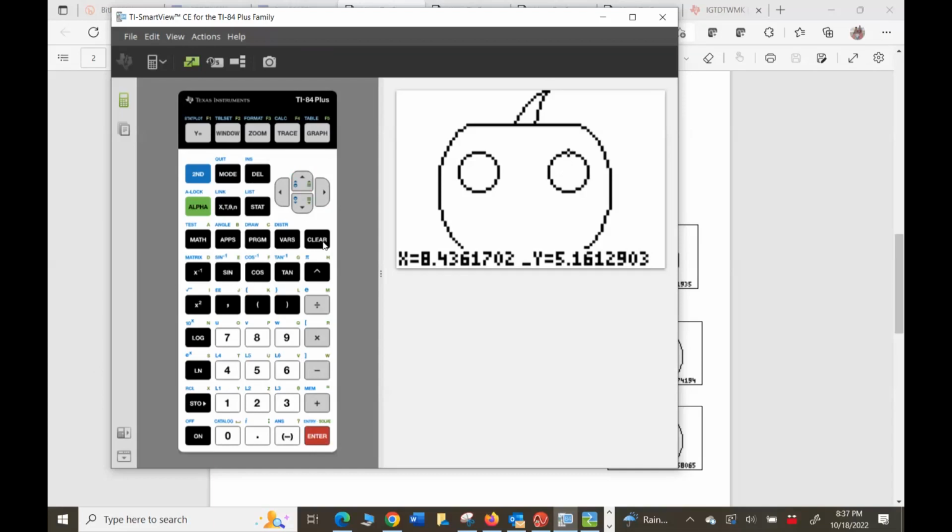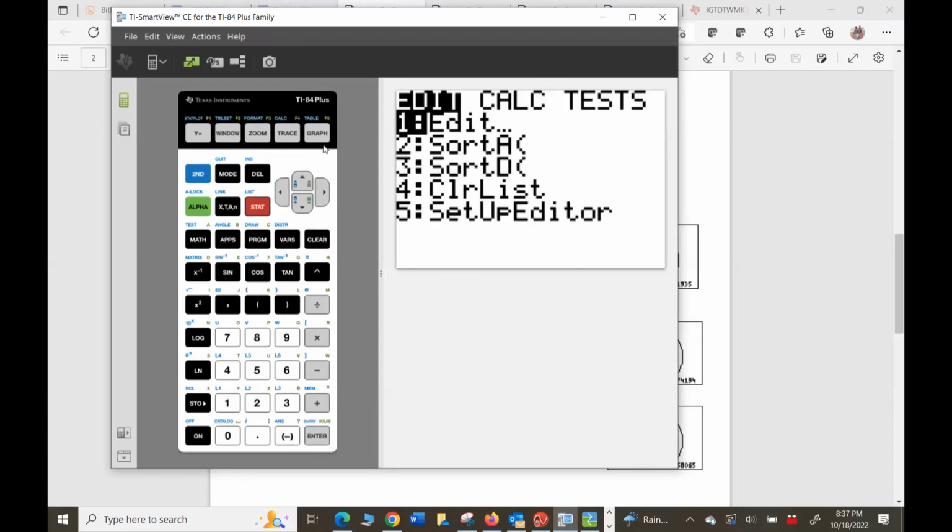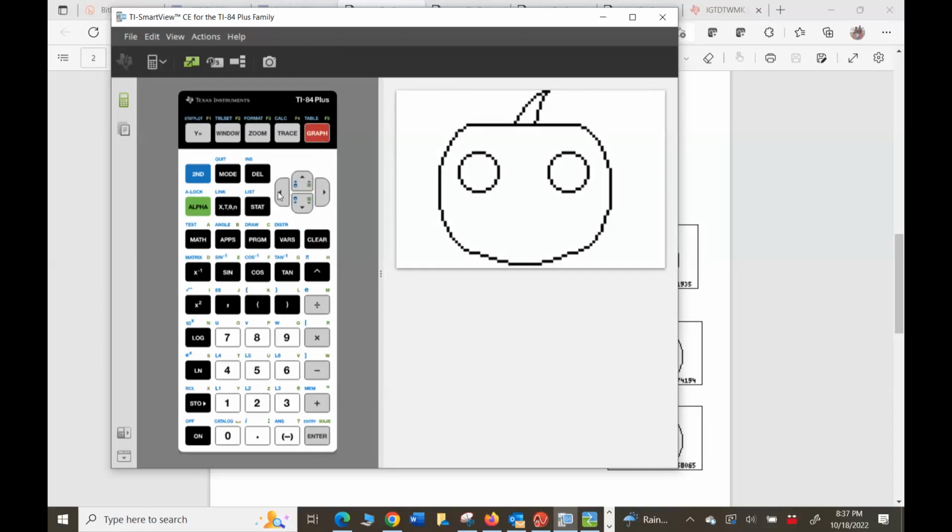If I press clear, it doesn't clear the drawing. It just clears me from being inside the circle drawing. Now it's showing me about where I am. Whoops, wrong key. Now I'm just going to move this and try to put it about in the middle. And if I want to draw a triangle for a nose, maybe I want the triangle to start here.